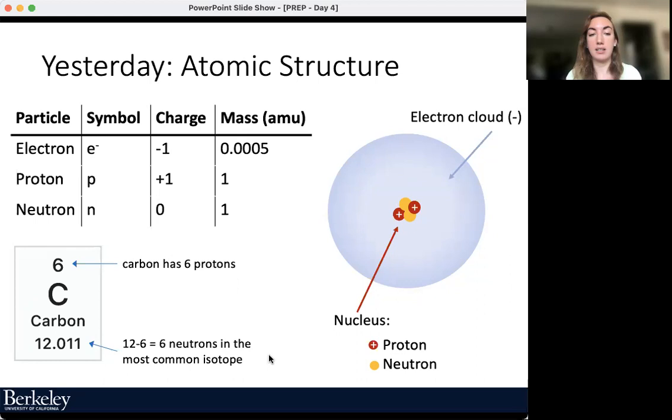And then the last thing is the number of electrons. For a neutral atom, the charge is 0, so there must be the same number of electrons as protons. So there must be 6 electrons.